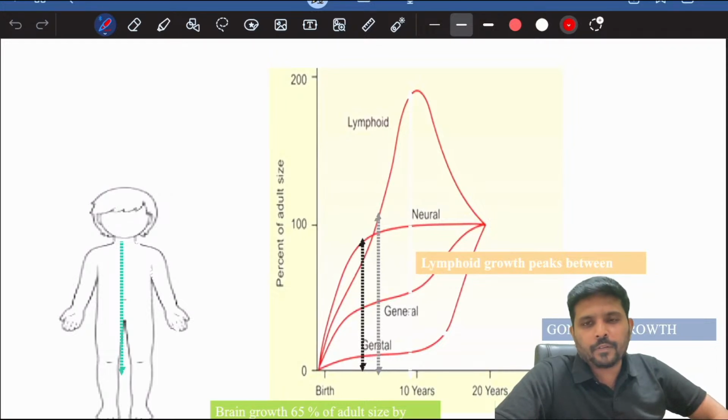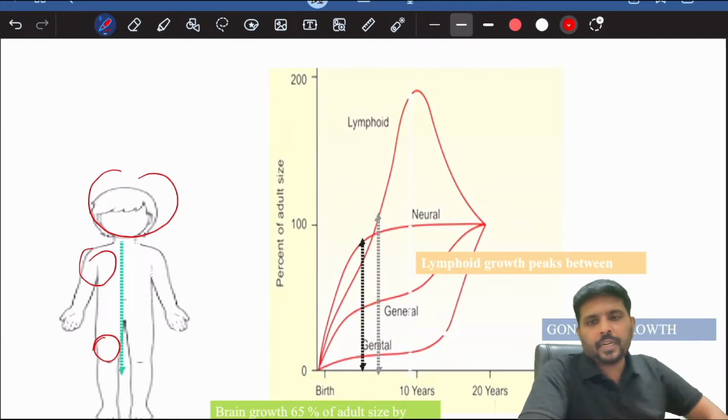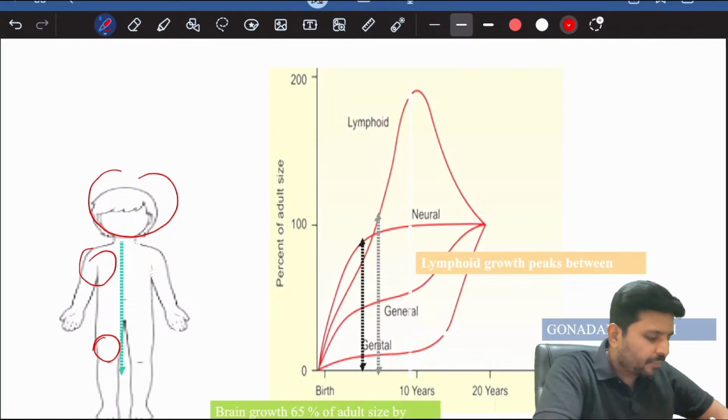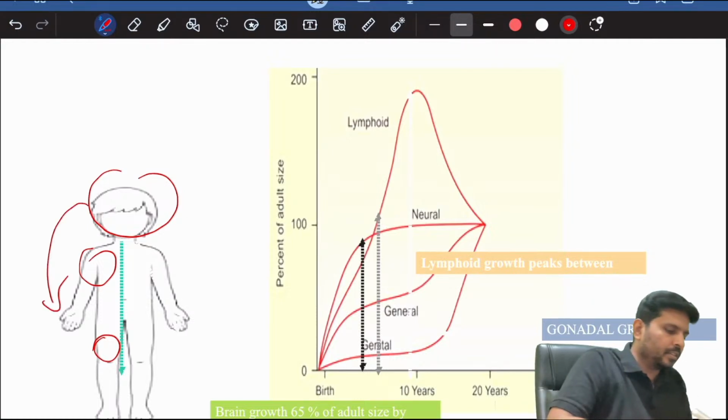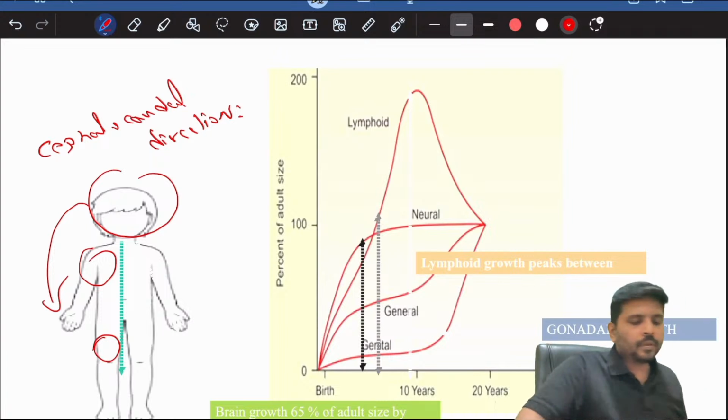Remember, growth always happens in the cephalocaudal direction. What does it mean? It means the growth of the head will start first, followed by growth of the hand, followed by growth of the lower limb, in that way. This is called cephalocaudal direction. Growth usually occurs in the cephalocaudal direction.